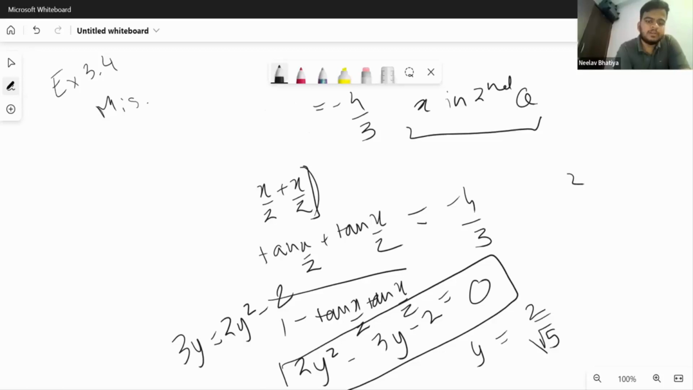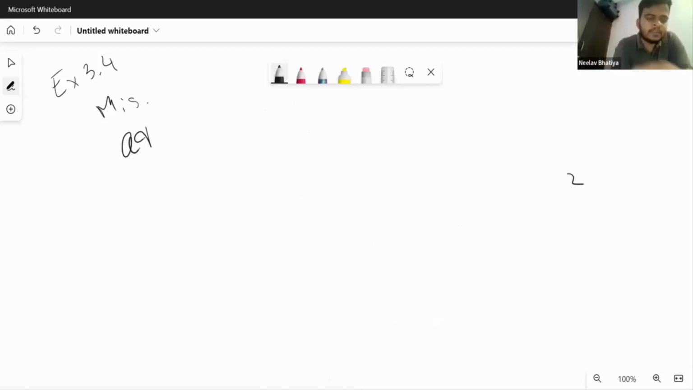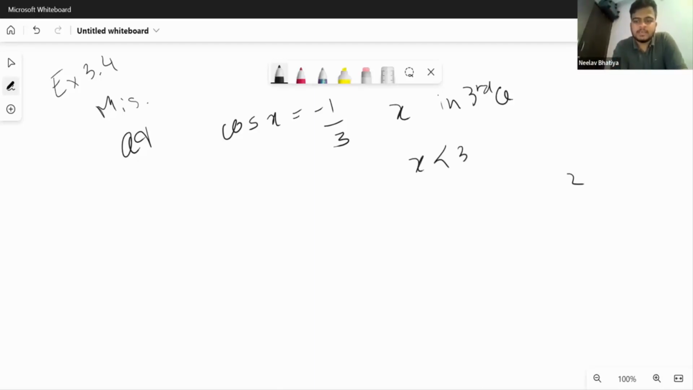Moving on to the 9th question. In the 9th question, I am given cos x equal to minus 1 by 3, correct? X is in the third quadrant. Again, I'll do that because I need to find the value of cos x by 2. I'll assume x. I know that x is in the third quadrant, so x is less than 3 pi by 2 and x is greater than pi.